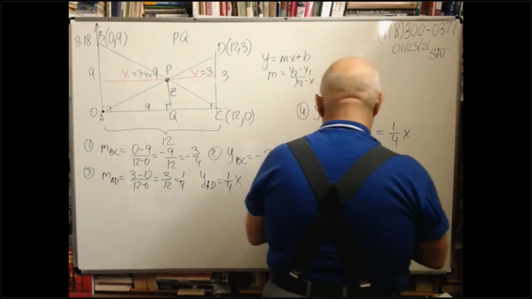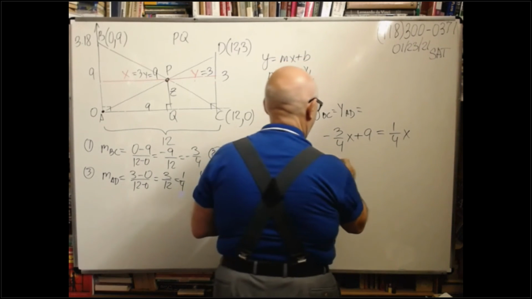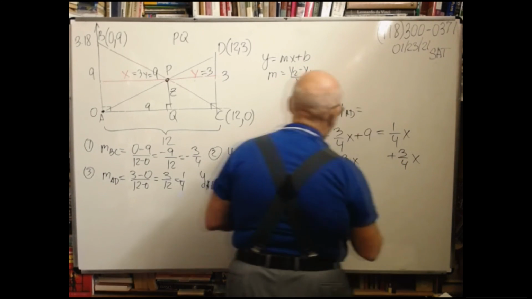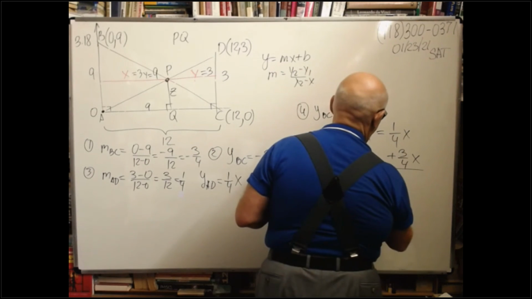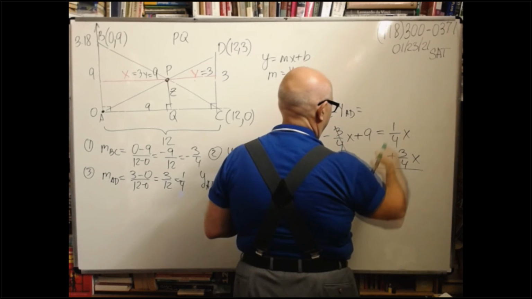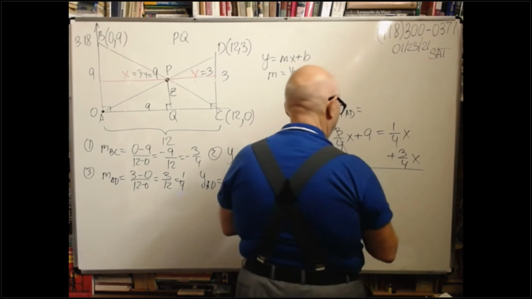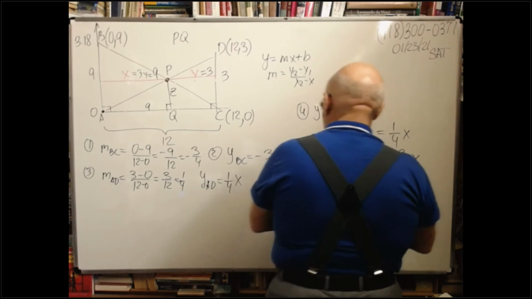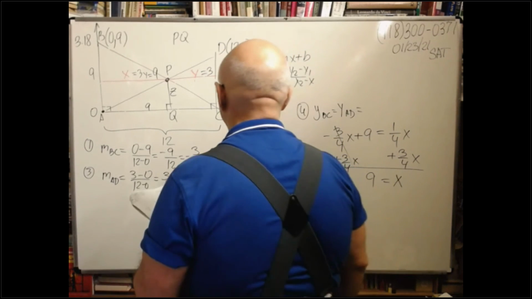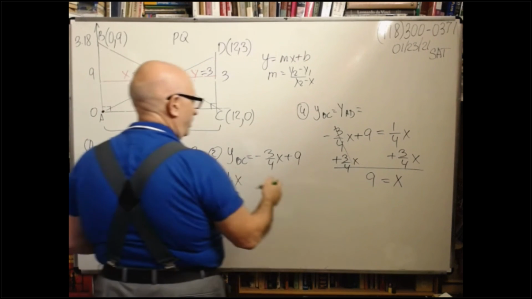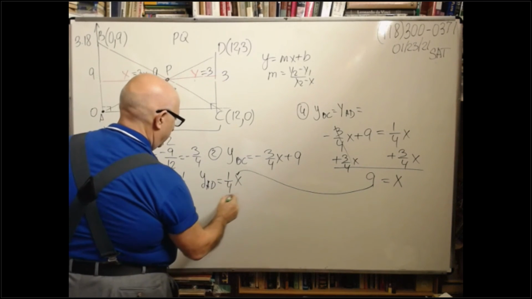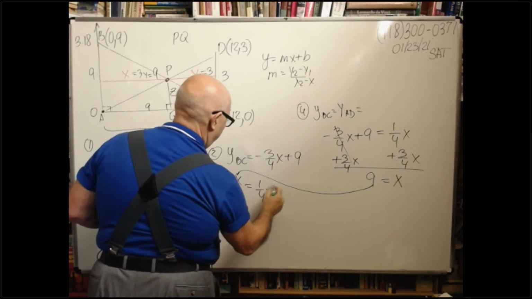Now, you add 3 over 4x, add 3 over 4x, cancel out, bring down 9. 3 over 4 plus 1 over 4, what do we have? You have 9, 4 over 4, which is x, x equals 9. But we need to find the y coordinate of this. Plug into any of these equations, for instance, this one. And y AD would be 1 over 4 times 9, which is 9 over 4.